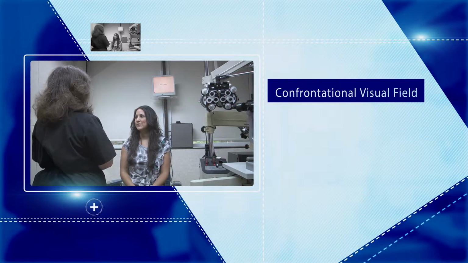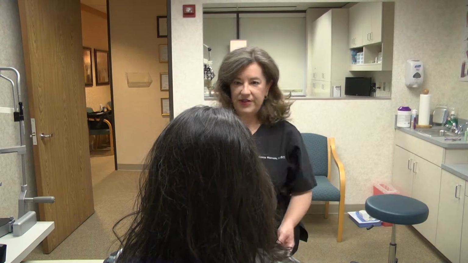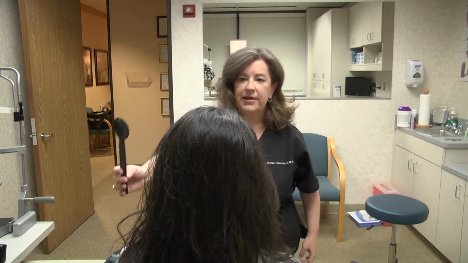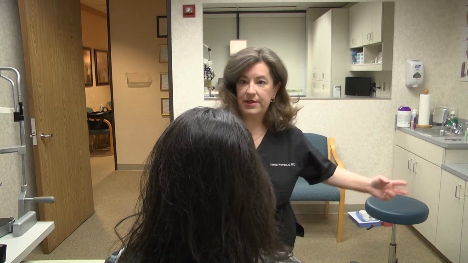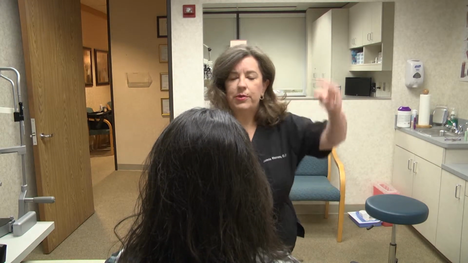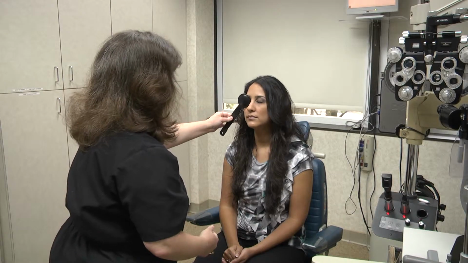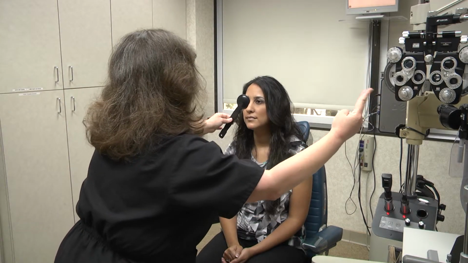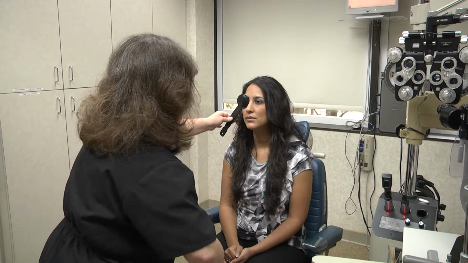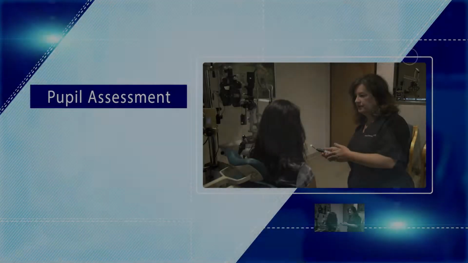Next, a confrontational visual field should be conducted to screen for any possible interference in the nerve pathway from the eye to the brain. The technician will ask the patient to cover one eye and stare at the technician. The technician will then move their hand out of the patient's visual field and then bring it back in. The patient signals to the examiner when the hand comes into their view.